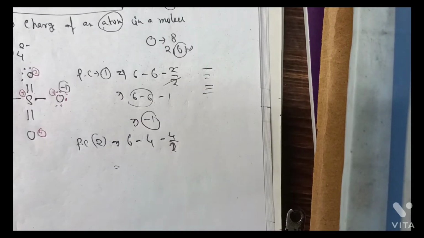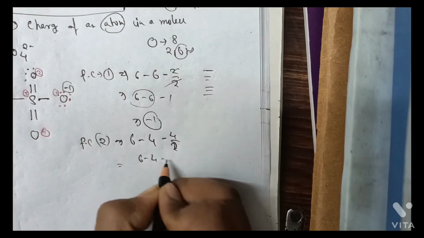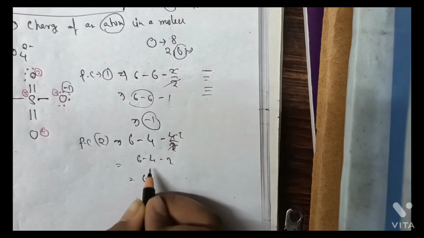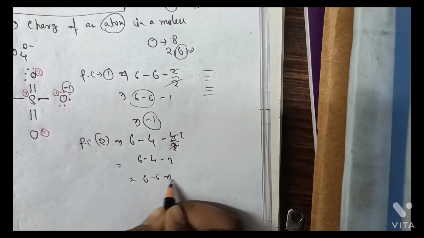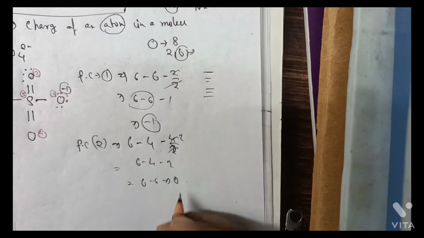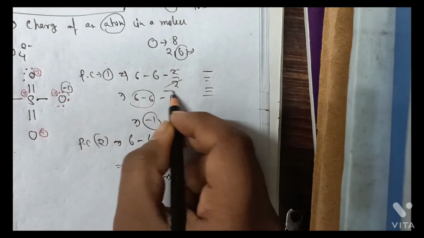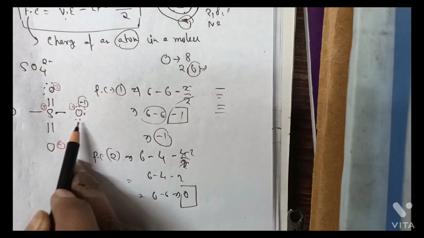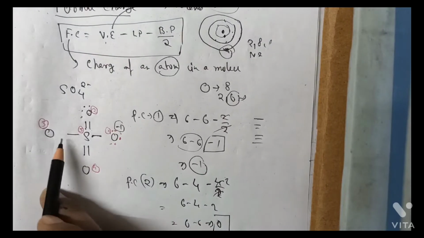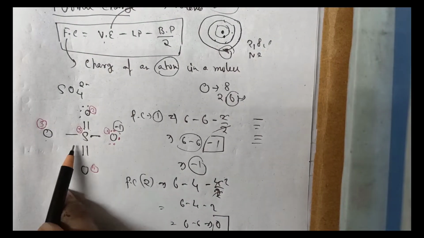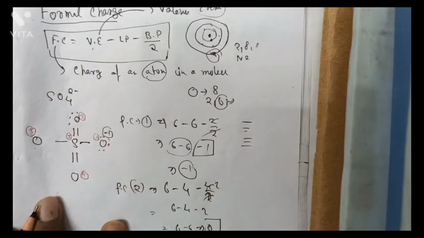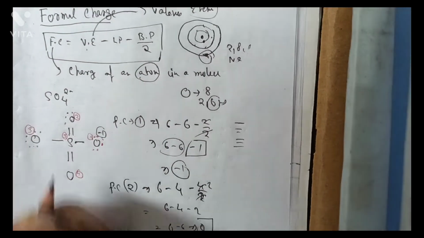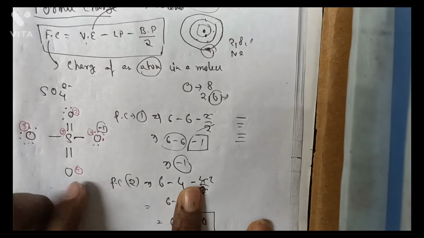Now what will be 6 minus 4 minus 2? 2. So as we can see, 6 minus 4 minus 2 is minus 6 plus 0, so 0. As we can see, this number 1 atom and this number 3 atom, if we calculate, it will come the same. That means 1, 2, 3, 4, 5, 6, not a point, 8 lone pair, the same.